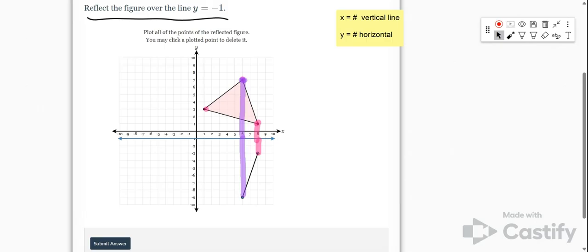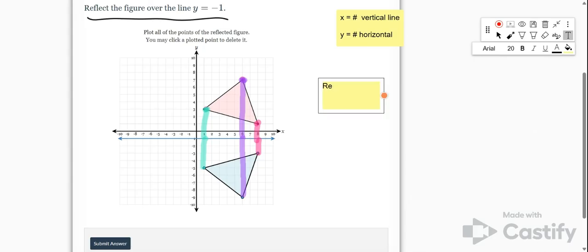Okay. And the final piece is now to do this last point. That last vertex is 4 units above the line of reflection, so we need to go 4 below. Okay. Now let's put a dot there. And the picture's drawn. Couple things to point out about this.